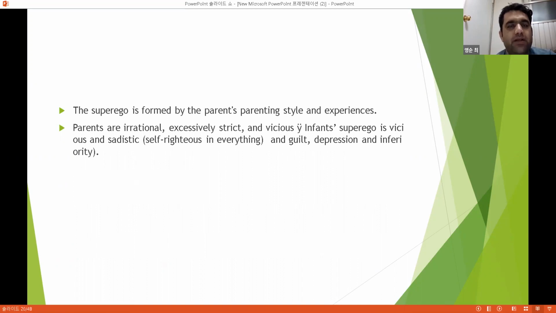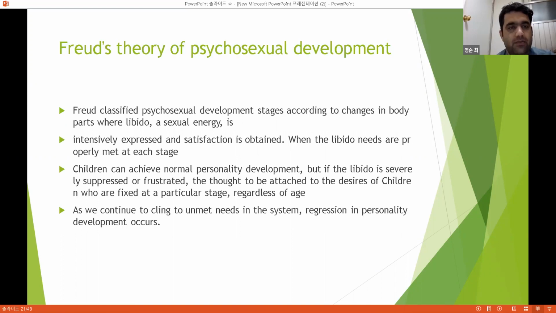The superego is formed by the parents' parenting style and experiences. Parents are irrational, excessively strict, and vicious, right? The infant's superego is vicious and also sadistic, which means self-righteousness in everything, and guilt, depression, and purification.